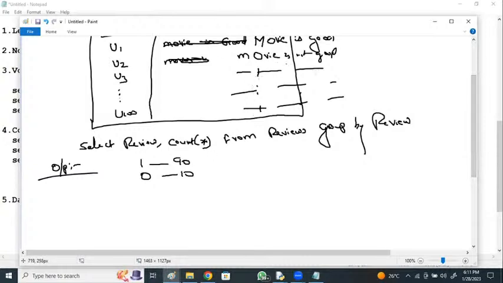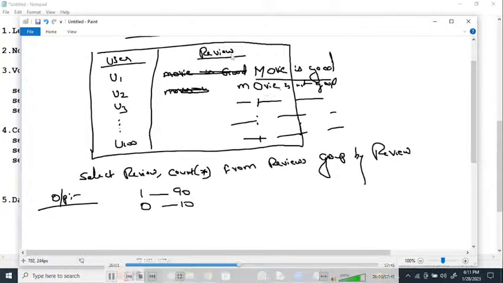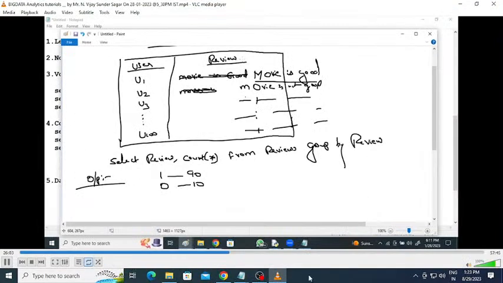Now, can you write an SQL query for this if they are writing in text format? How many people are saying good? How many people are saying bad?